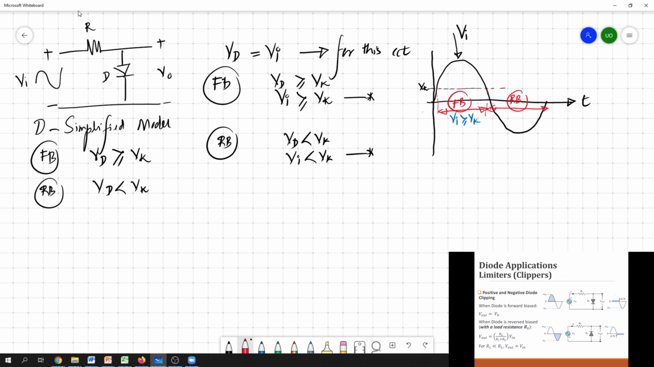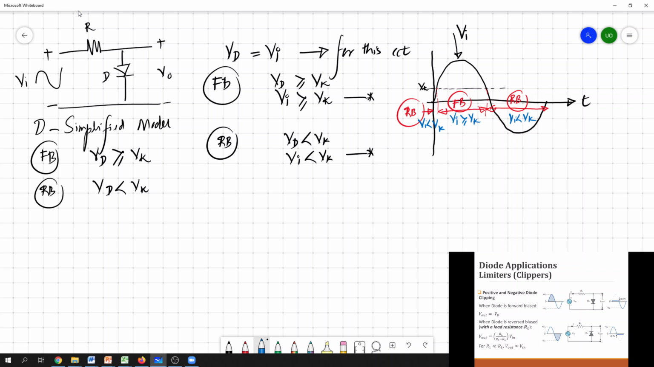And even during this small period, during this block, again your input voltage is less than Vk. So this is again reverse bias. So during these two regions, your input should be less than Vk. Here also input should be less than Vk. So now we identify the regions where this diode gets forward and reverse biased.